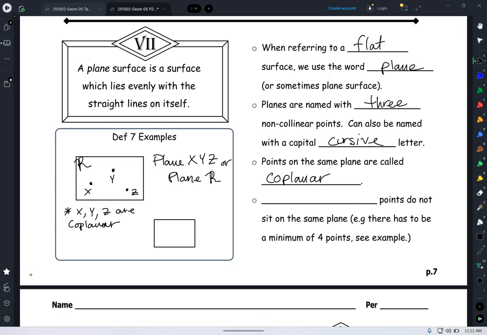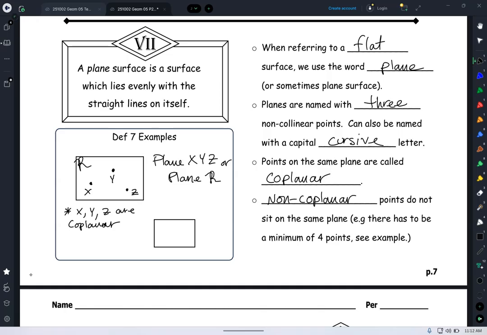Now I want you to notice this one. Just like we had collinear and non-collinear, we can have coplanar and non-coplanar points. Now, if we had non-coplanar points, think about what that means. Coplanar points lie on the same flat surface. And we need to have 3 of them in order to contain that flat surface, right?